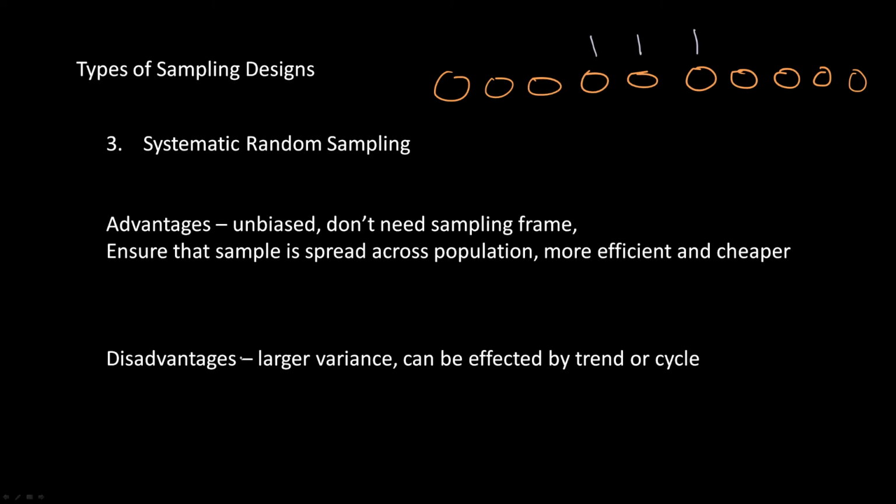One of the biggest disadvantages is that there's larger variance from the systematic random sample, simply because your starting point can be way off from another starting point of another systematic random sample. You could start at 1 here, and in another systematic random sample, you start at 8, for example, and there's a very large variance with the systematic random sample.